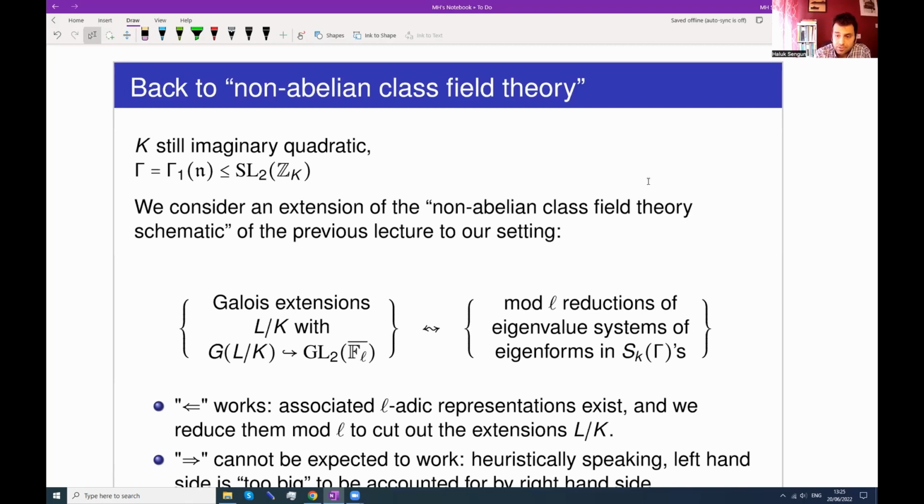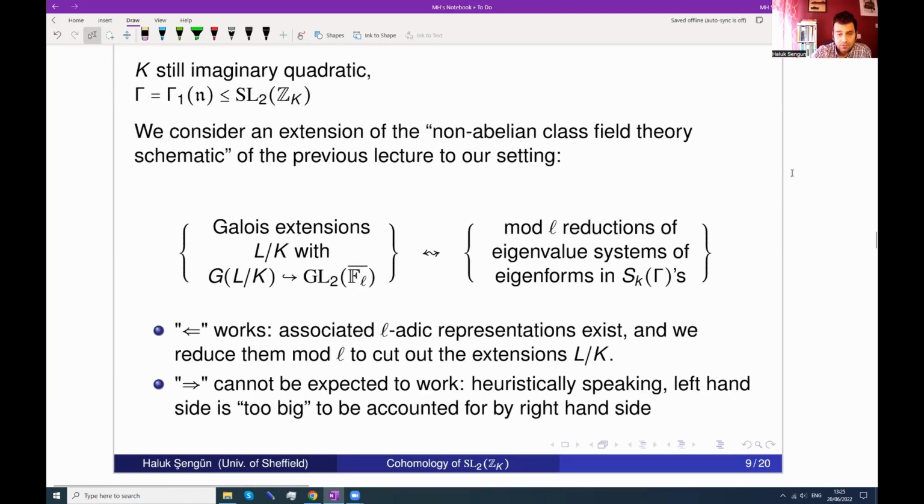And so here, if you just naively reproduce that schematic, that picture, on the left-hand side I have Galois extensions of my imaginary quadratic field K, that's fixed, various Galois extensions L, such that the Galois group comes with an injection rho into some GL2 of F_Q, Q is an L power, fixed prime L.